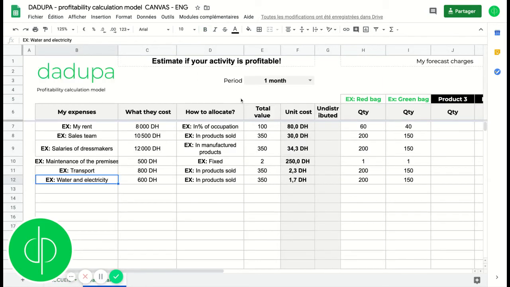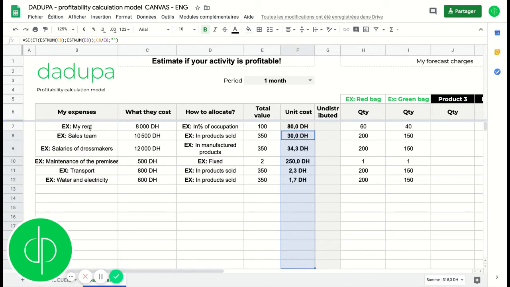Okay, here we are. Now you have the sheet that is helping you to estimate if your activity is profitable. You have all the formulas always configured. So the only thing you have to do is to fill the white cells. You don't have to fill the gray cells. There are formulas in them, so don't touch them, please.